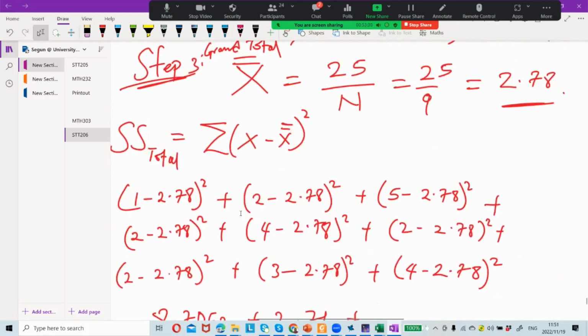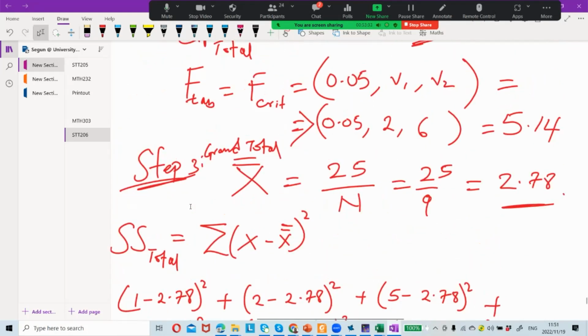Okay, look at it. Remember we've solved sum of total, grand total, which is when you add each of the marks the student got in each of the columns together, you have 25. How many marks do we have? How many students? 9. So divide by 9, you have 2.78. This is our grand total, x bar bar.